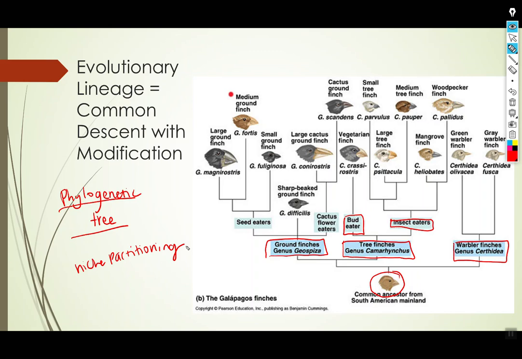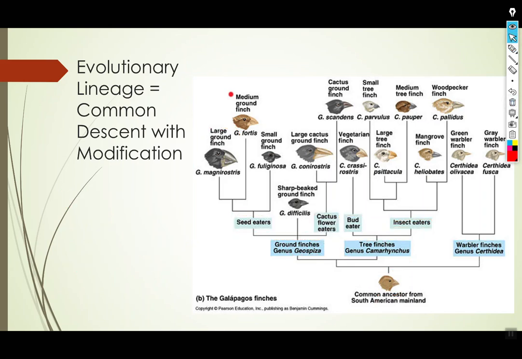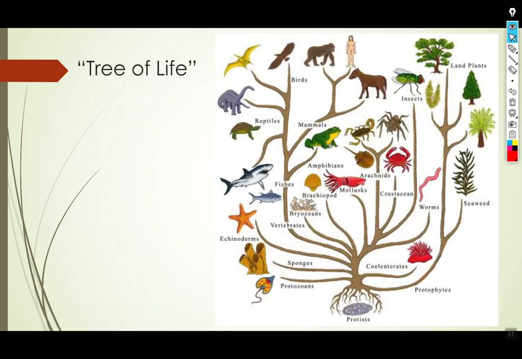So among the ground finches, we've got seed eaters, including my home bee, G. magnirostris, but also cactus flower eaters. So remember, these are going to have long beaks so they can get between cactus spines to get those sweet flowers. So as you can see, they're all related from a common ancestor, but in an effort to not compete for food, they have specialized considerably. And this really, really blew Darwin away.